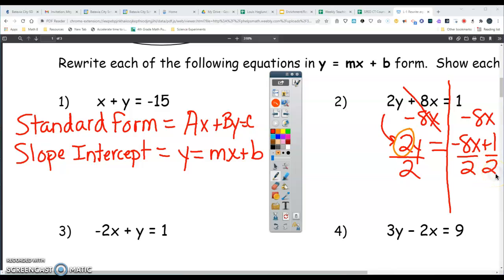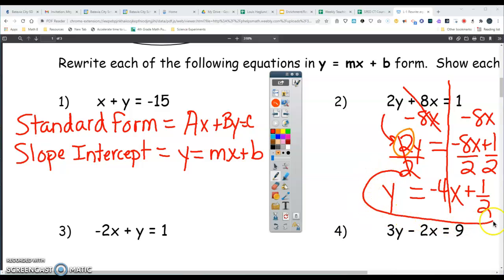When I divide each piece, my 2's cancel out, I have my y, and y equals, what's negative 8 divided by 2? Well, you should be saying to yourself, Mr. Frechette, yep, it's negative 4, and it's negative 4x plus 1/2, because 1 divided by 2 would be 0.5. We're just going to leave it as a fraction. So simple enough, that's how I go from standard form, which we know as ax plus by equals c, to slope-intercept form, which is y equals mx plus b. Look at that, about 3.5 minutes, a little bit over. All right, that's how you go from standard form to slope-intercept form in a nutshell.